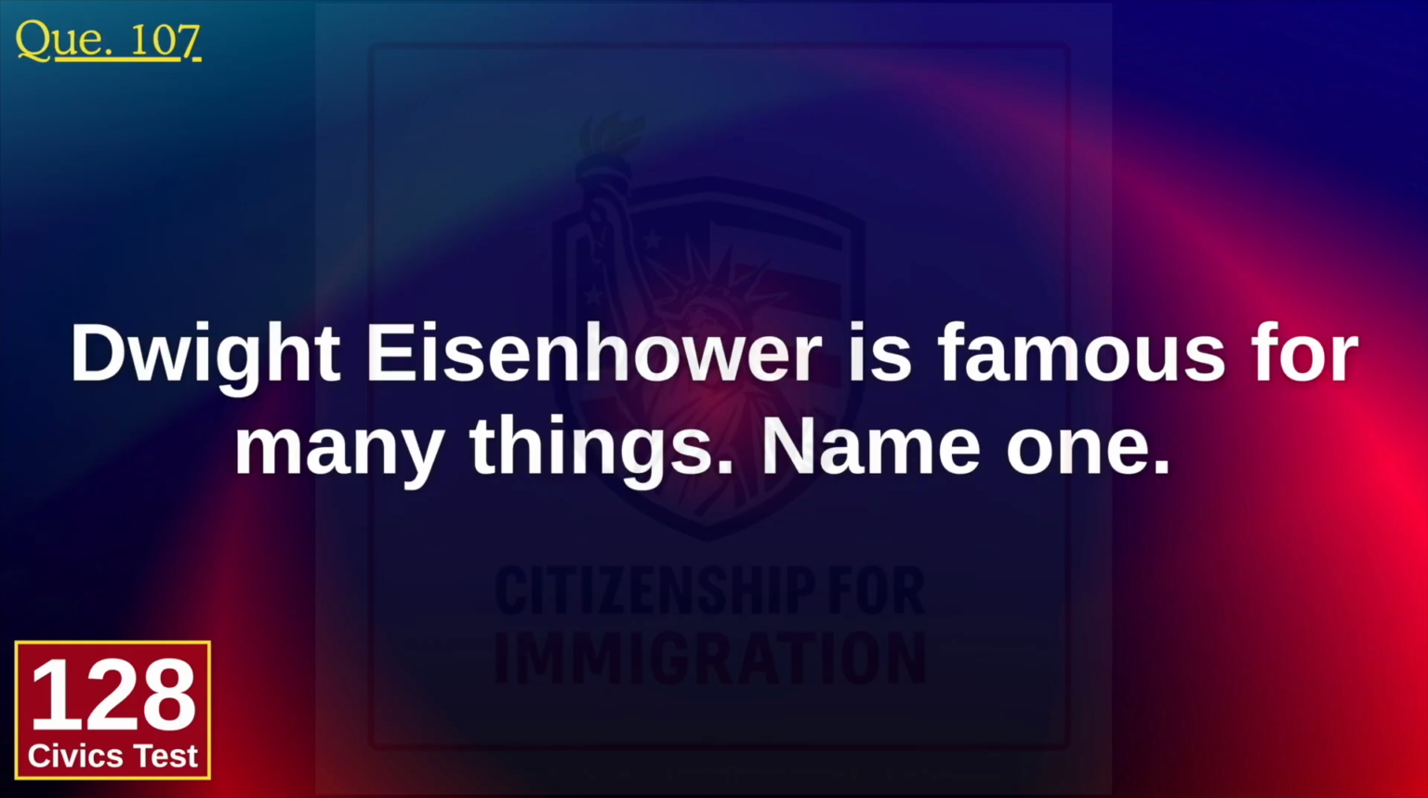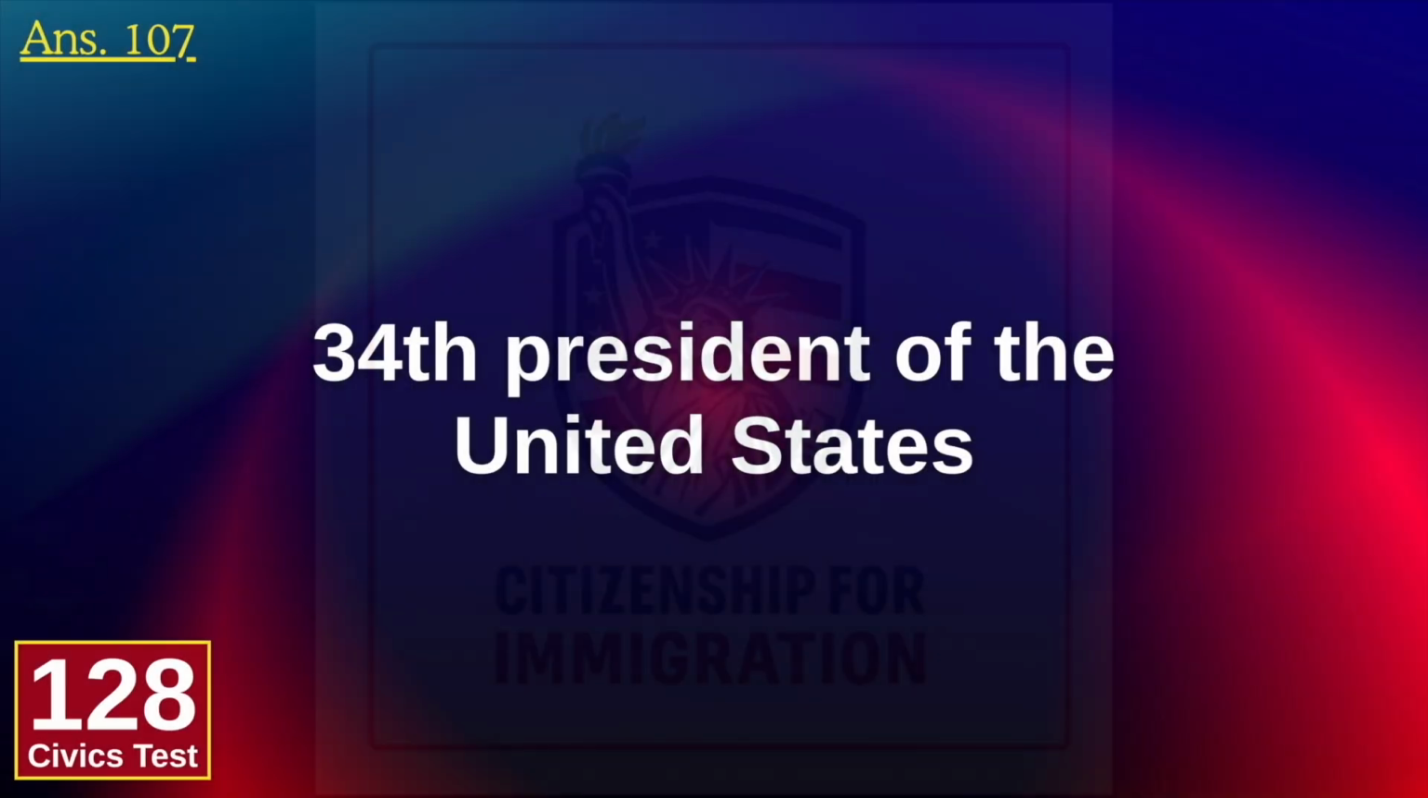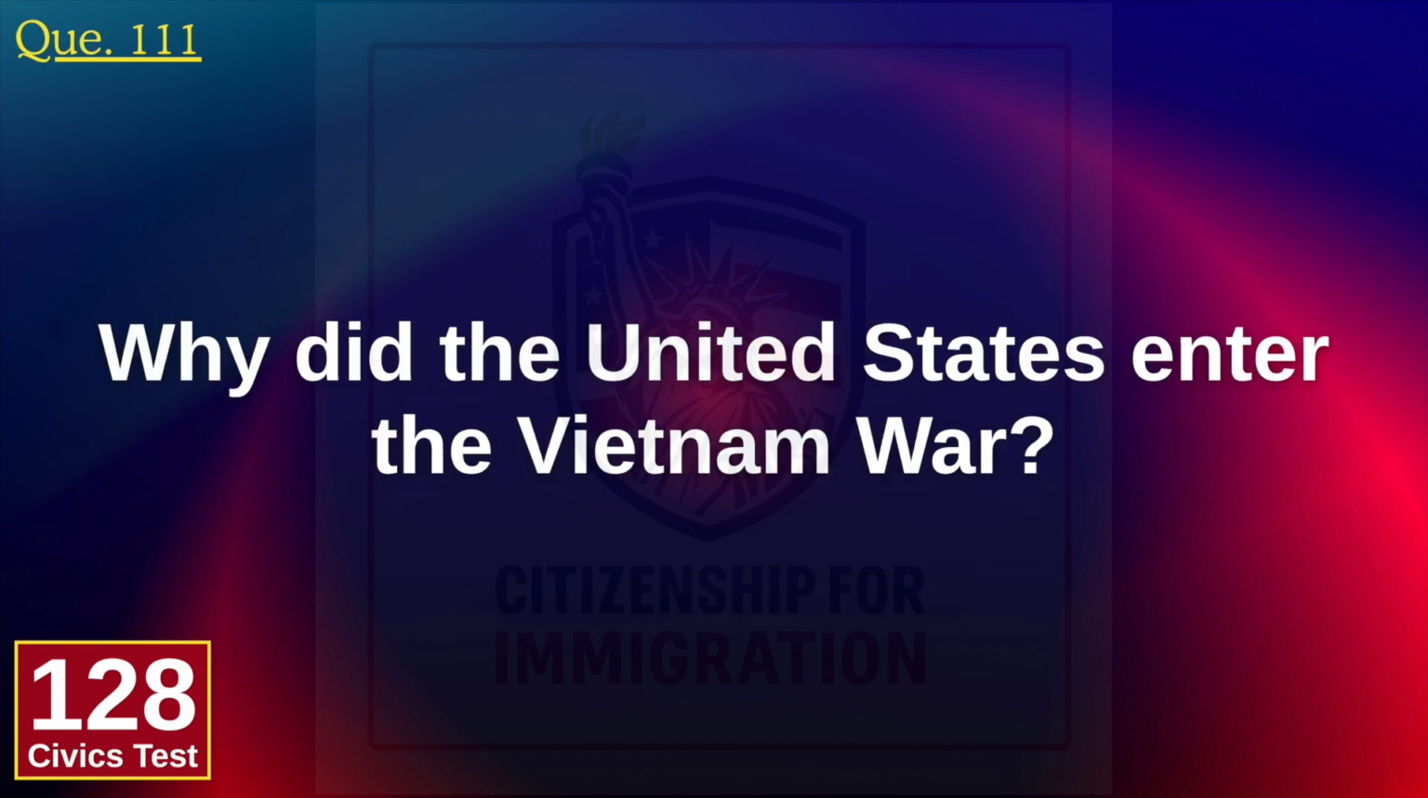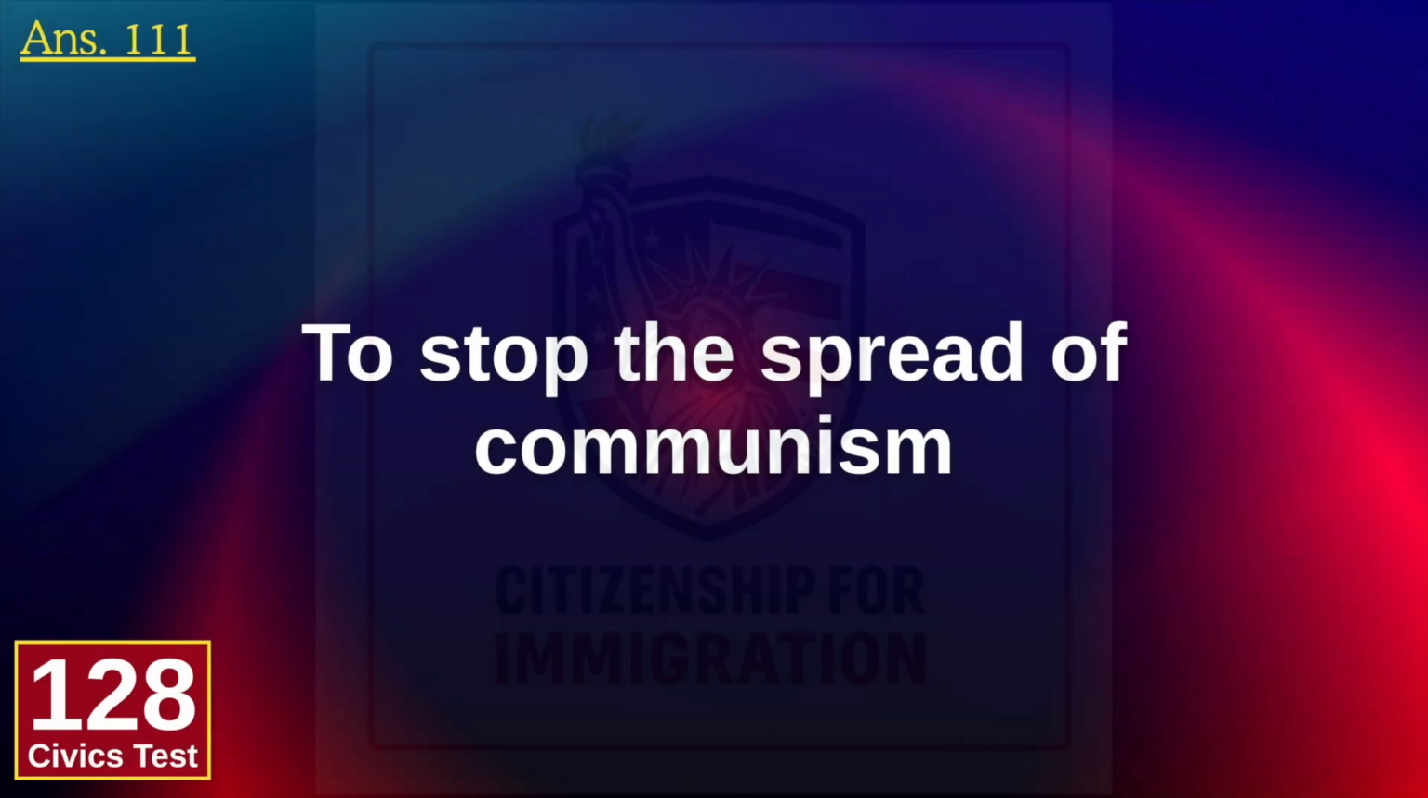Dwight Eisenhower is famous for many things. Name one. 34th President of the United States. Why did the United States enter the Vietnam War? To stop the spread of communism.